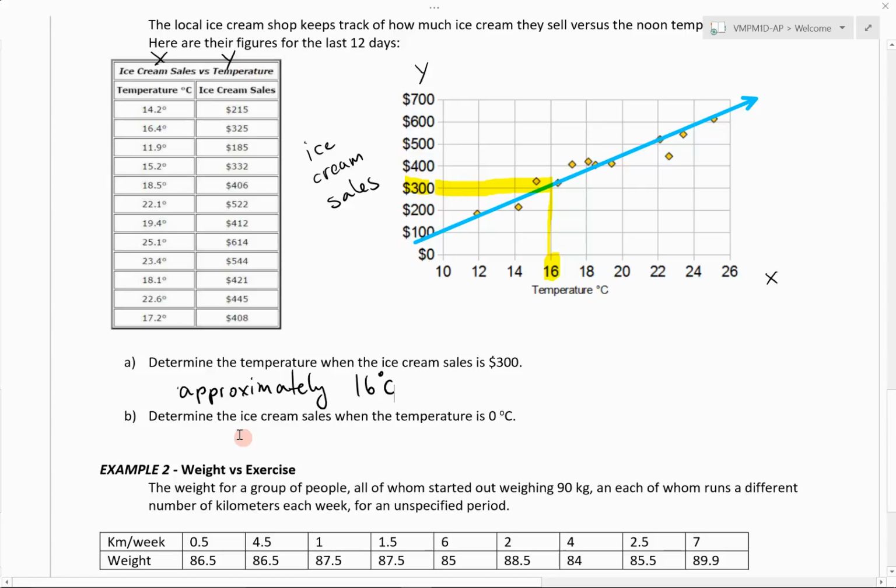Determine the ice cream sales when the temperature is 0 degrees Celsius. Well, at 0 degrees Celsius, we're not even on the graph here anymore. We kind of have to extend our line. And use Desmos to see what happens when you have a negative temperature. You might notice that the dollar values in ice cream sales goes down. It's a negative value. Okay? So you actually lose money. The temperature is too cold. No one comes out to buy ice cream.